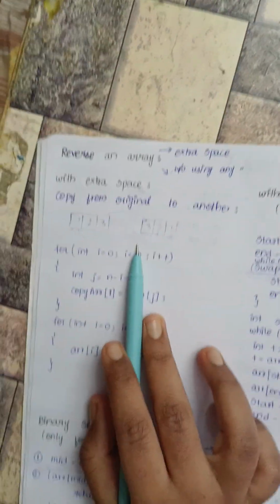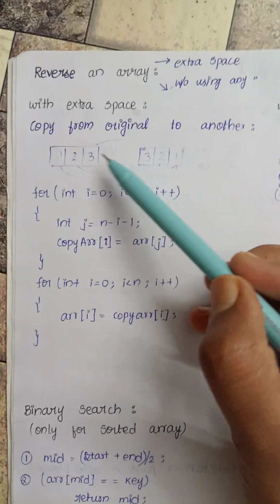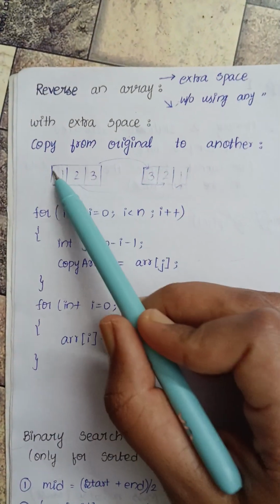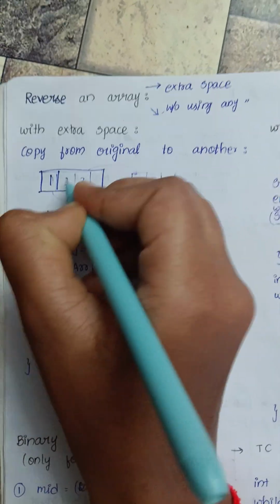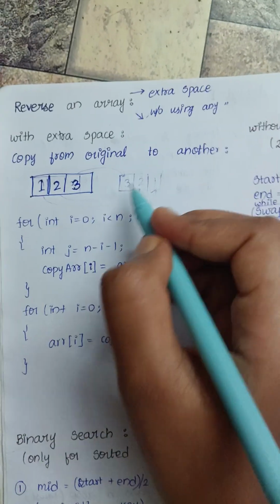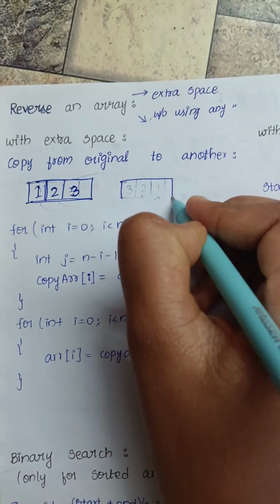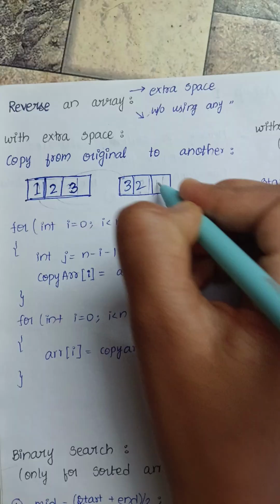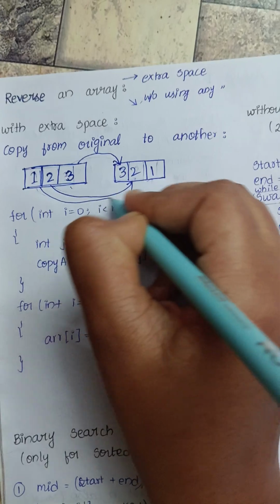To reverse an array, we can use two methods, that is with extra space and without extra space. To reverse an array with extra space, we'll do it this way. This is the original array, suppose it is 1, 2 and then 3. Later we'll copy that exact thing into a different array, like 3 here, 2 here, then 1 here.